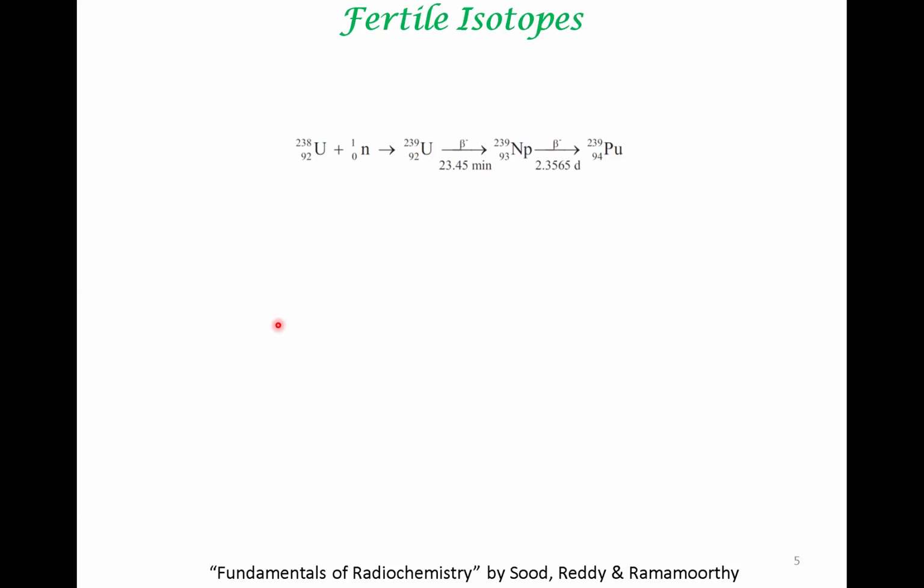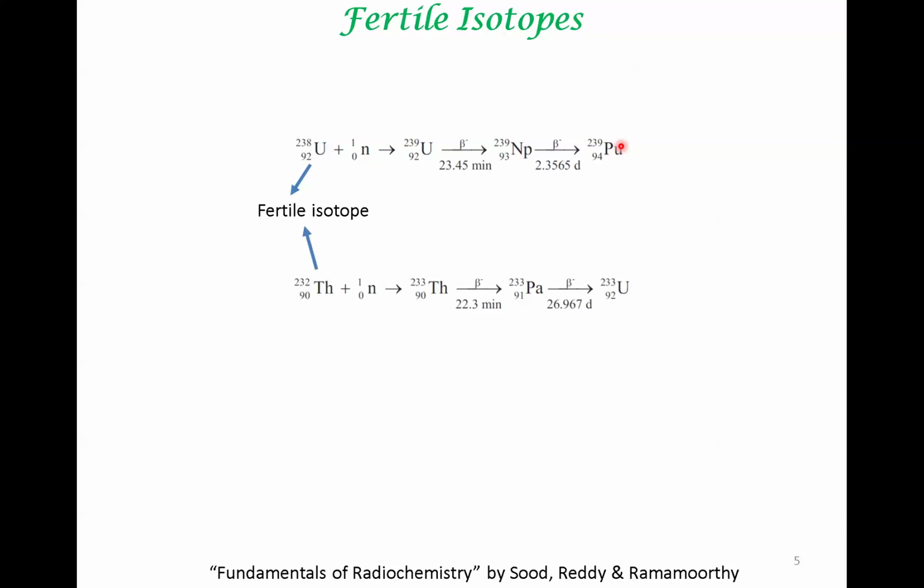So there are other important fuels. While U-238 is not a fuel per se, when it absorbs a neutron, it generates U-239, which beta decays into neptunium and eventually into plutonium. Neptunium also beta decays into plutonium. This is an important fuel. It is used for nuclear fission reaction. Therefore, while this is not a fissile nuclei, it is called a fertile isotope. That means upon certain processing, it can give rise to a nuclear fuel.